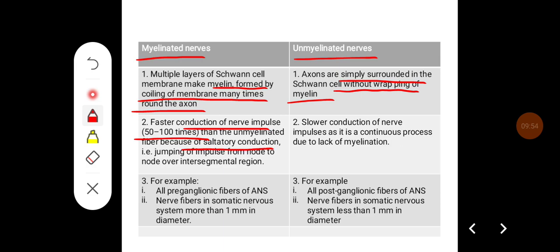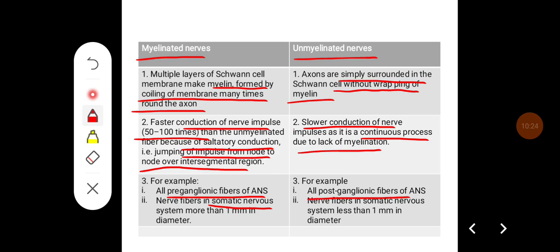This is because of saltatory conduction, that is the jumping of impulses from one node of Ranvier to another node of Ranvier. In unmyelinated fibers, you can see the slower conduction of impulses as it is a continuous process due to the lack of myelination. Examples of myelinated fibers are all preganglionic fibers and the nerve fibers in the somatic nervous system, and for unmyelinated, all postganglionic fibers of the autonomic nervous system and the nerve fibers in the somatic nervous system less than 1 millimeter in diameter.